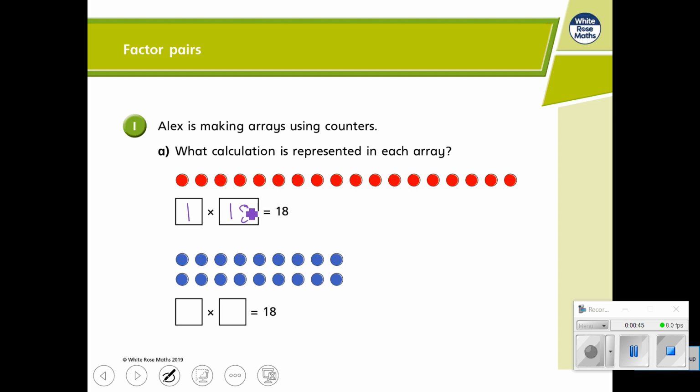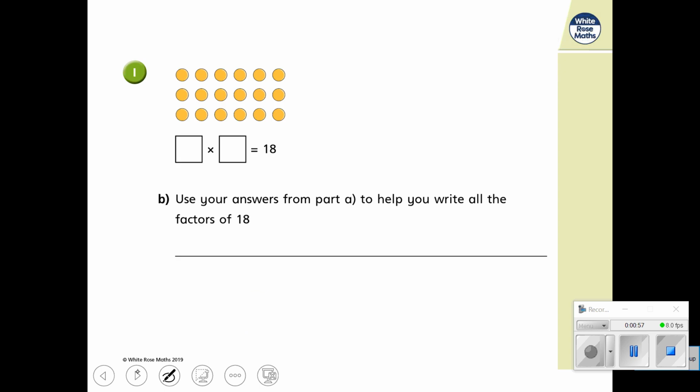In our second array, we have got 2 rows. And each row contains 9 counters. So we have 2 times 9, which equals 18. In our third picture, we have 3 rows of 6. So we have 3 times 6 equals 18. So what we've got to do is use our answers to help write all the factors of 18.